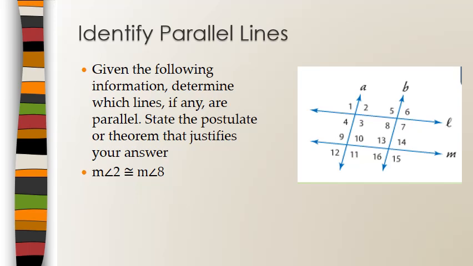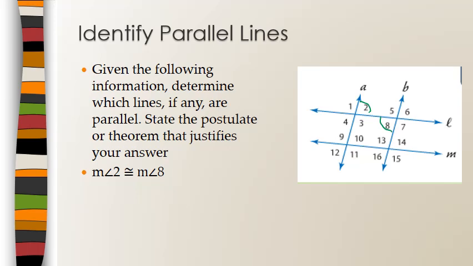It says, given the following information, and that's our diagram over here, determine which lines, if any, are parallel, and then state the postulate or theorem that justifies your answer. The first up is the measure of angle 2 is congruent to the measure of angle 8. Let's find angle 2. So angle 2 is right here, and angle 8 is right here.